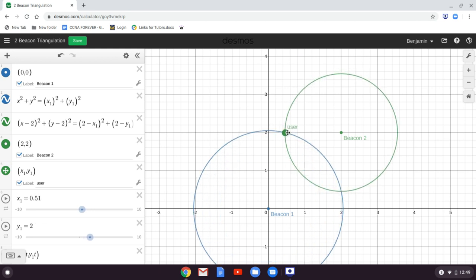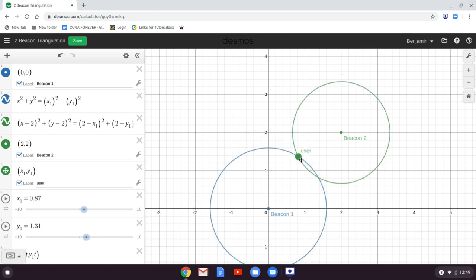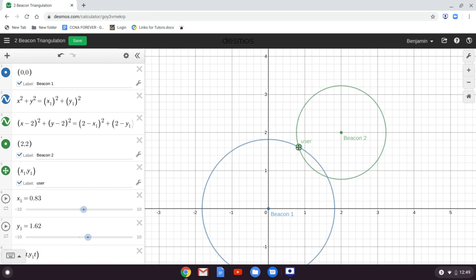Now, the problem with using only two beacons is that in every situation except for a location that is tangent to a straight line going through beacon one and beacon two, there's going to be two solutions, right? So it's possible that the user is here because it would meet the situation where it was this distance from beacon two and this distance from beacon one, or it could also be here where it's this distance from beacon one and this distance from beacon two. And later I will describe an alternative approach I took that pretty much solves this problem.